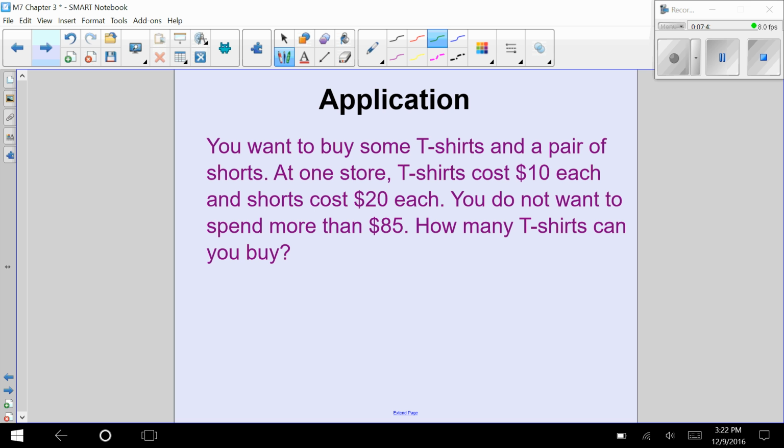All right, now try this one. You want to buy some t-shirts and a pair of shorts. At one store, t-shirts cost $10 each and shorts cost $20 each. You do not want to spend more than $85. How many t-shirts can you buy?